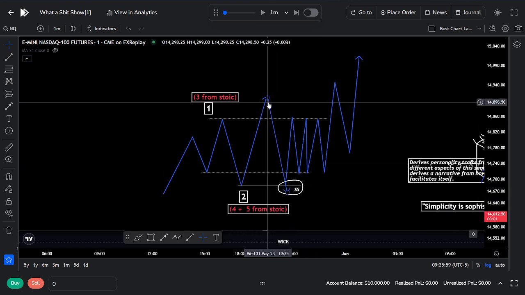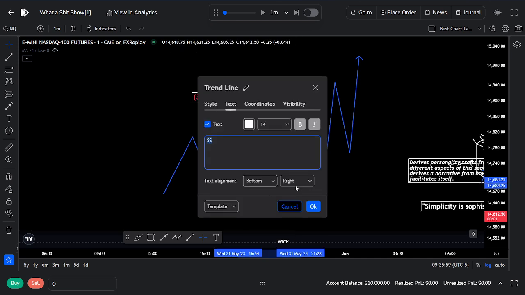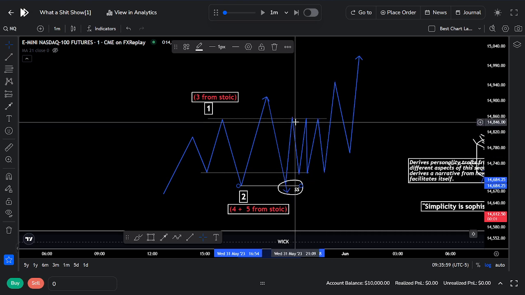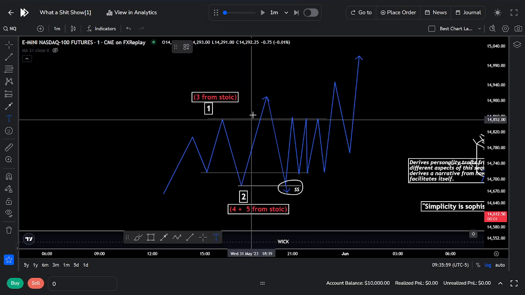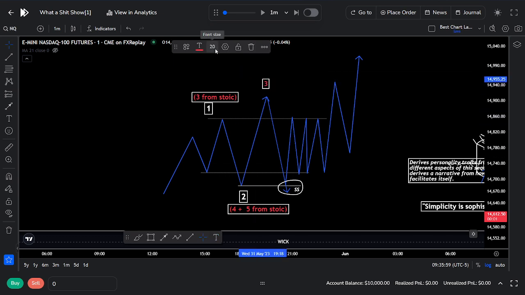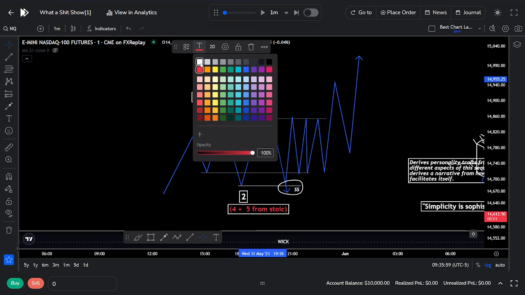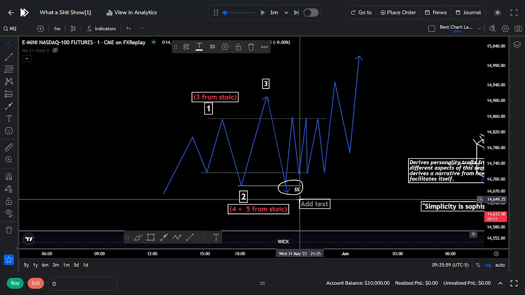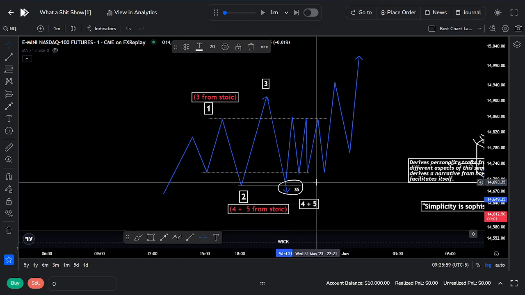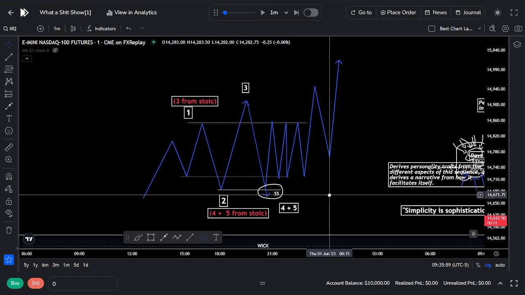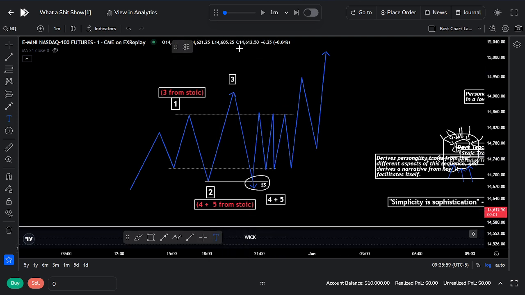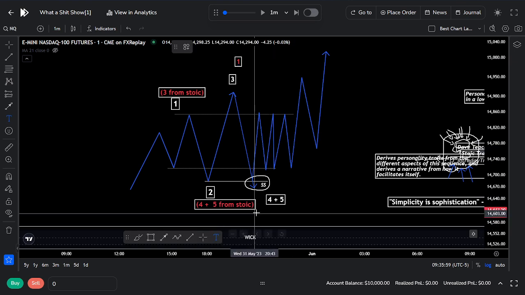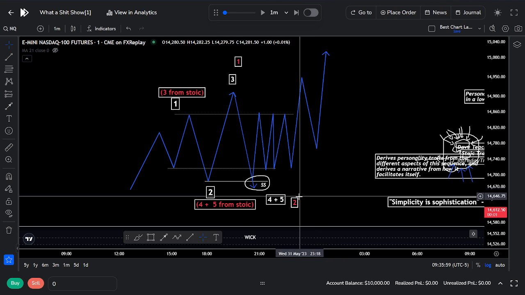And once we come back to sweep the level behind this two, that's when we decide if we're bullish or bearish, because then this creates a 3 from J and a 4 and a 5, which is also a 1 and a 2 from J.